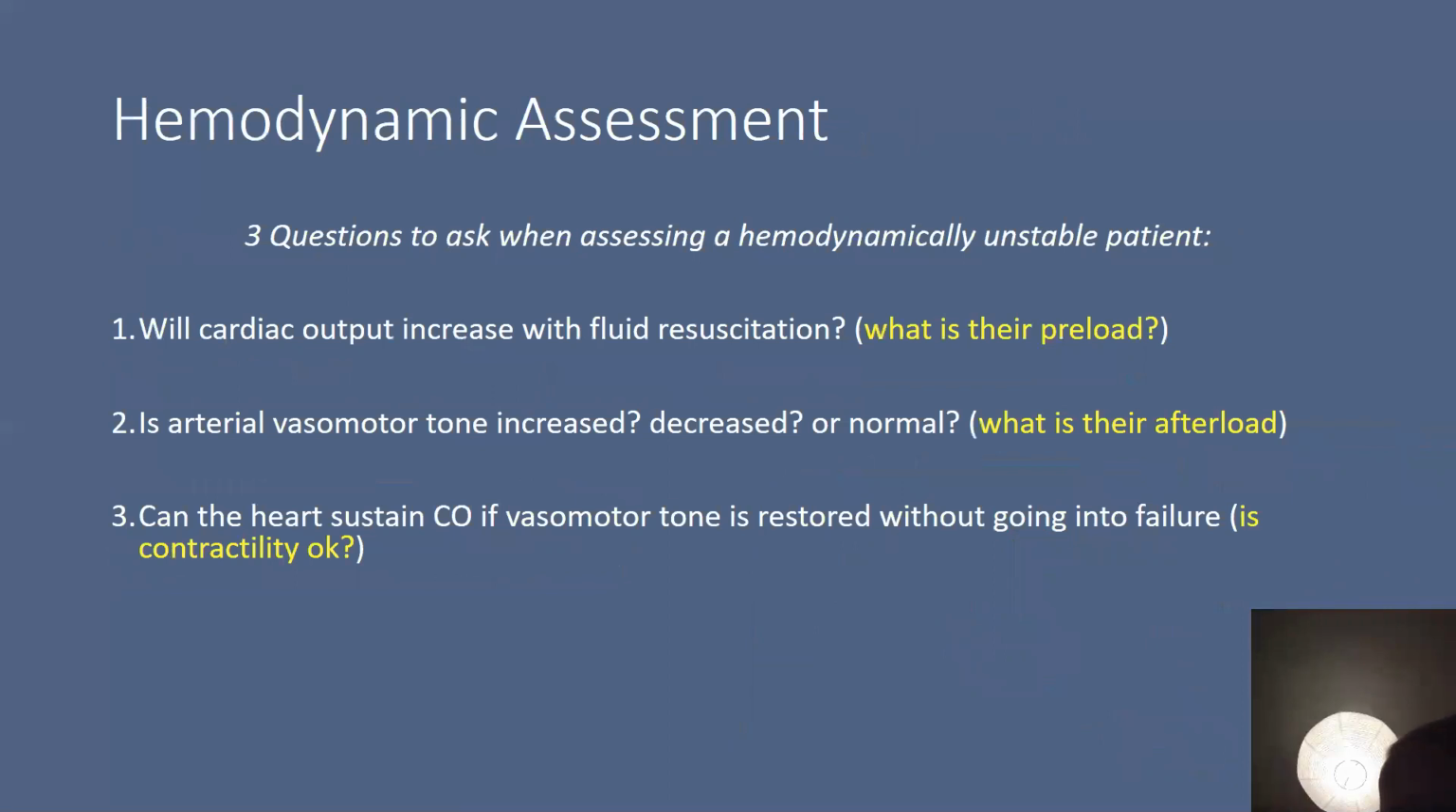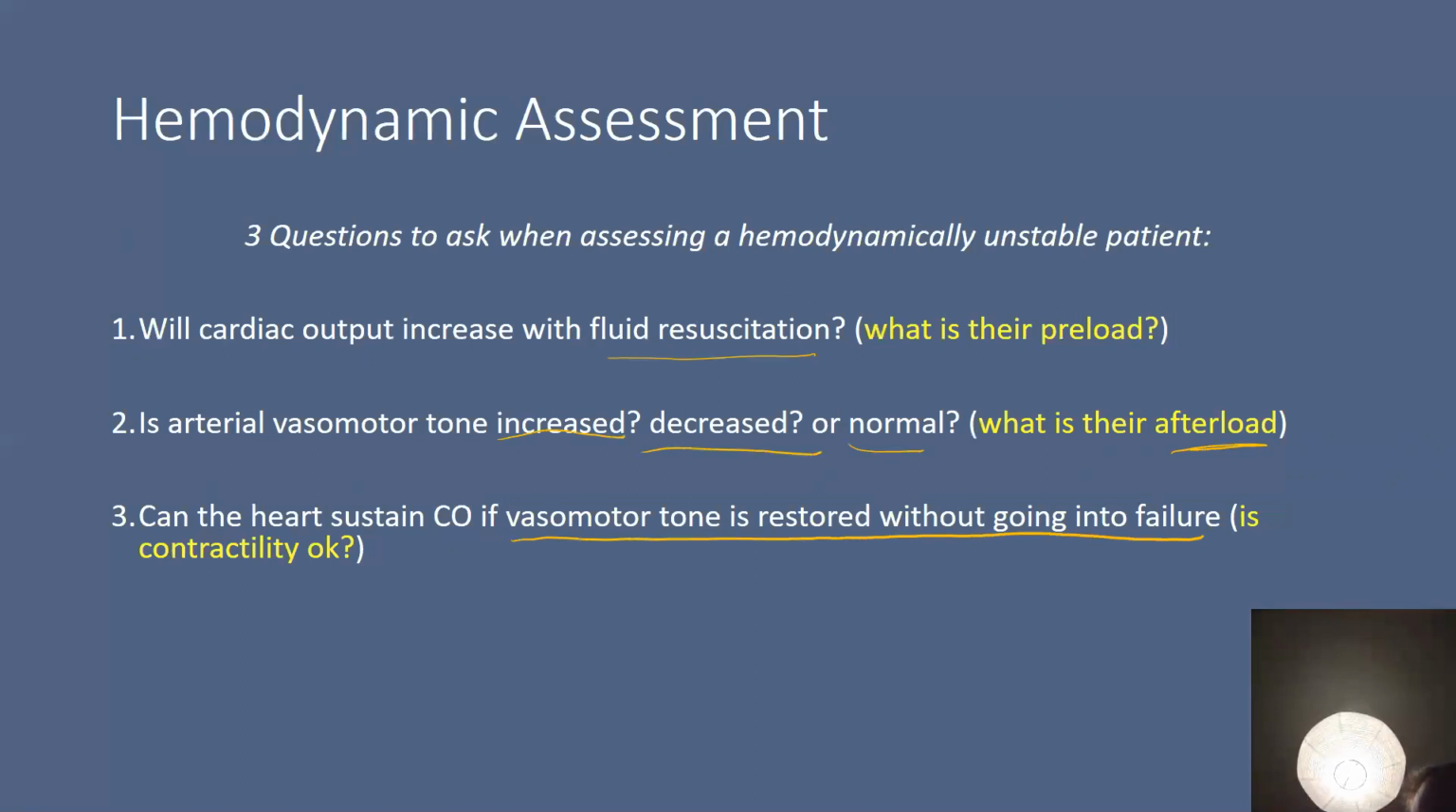When we're walking through a patient and trying to do this hemodynamic assessment, I like to think, what are the three things that could be wrong here? I'm going to start with the preload: if I gave them fluid, would their cardiac output increase? That's really asking, are they fluid responsive? Then I ask, is their arterial vasomotor tone increased? Are they vasoconstricted, vasodilated, or normal? What's their afterload? And the last question is, can the heart sustain a cardiac output if I were to change my afterload?